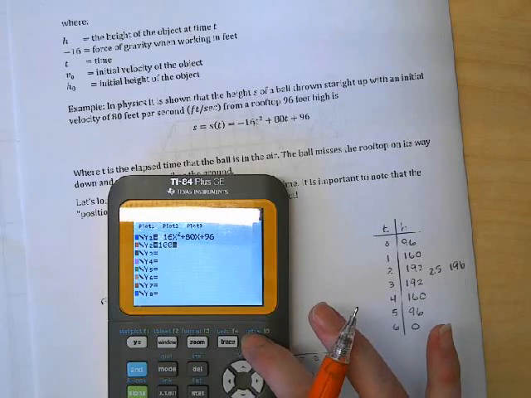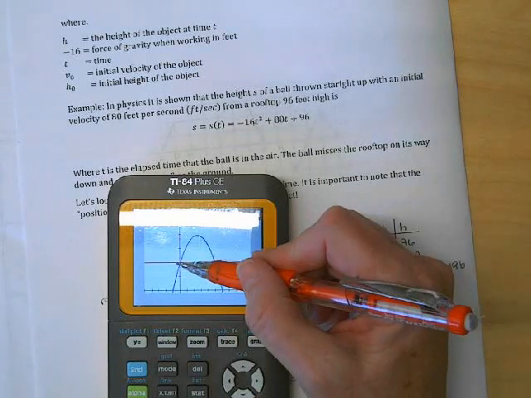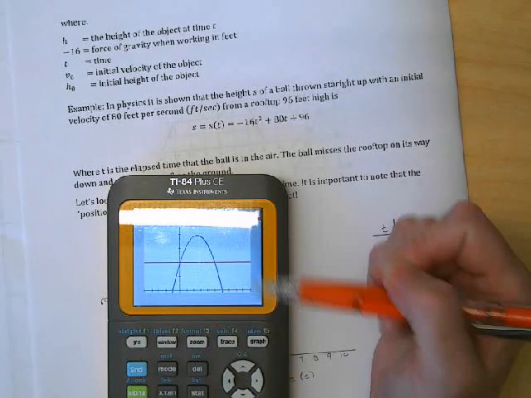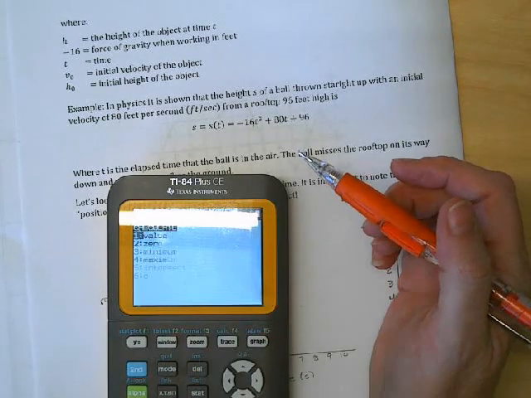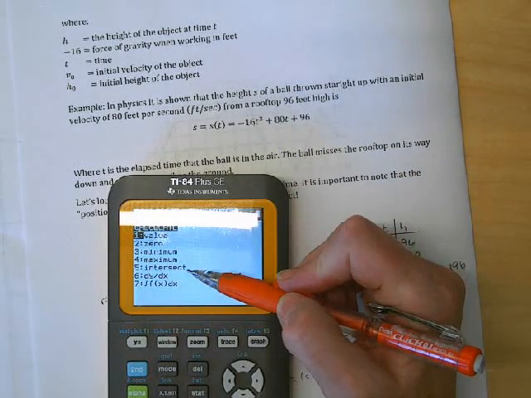Okay, so watch what happens. That's just going to be a horizontal line. Okay, so these are the values right here, the X values. So I'm going to figure out where they're at. So I'm going to calculate that. So second, calculate. And I want to see where they intersect. Number 5.